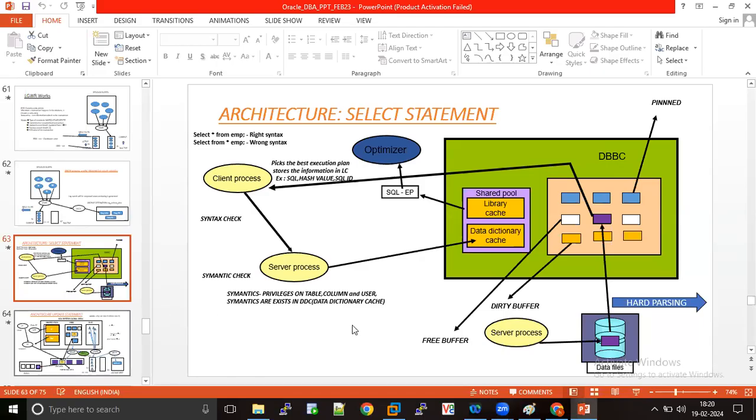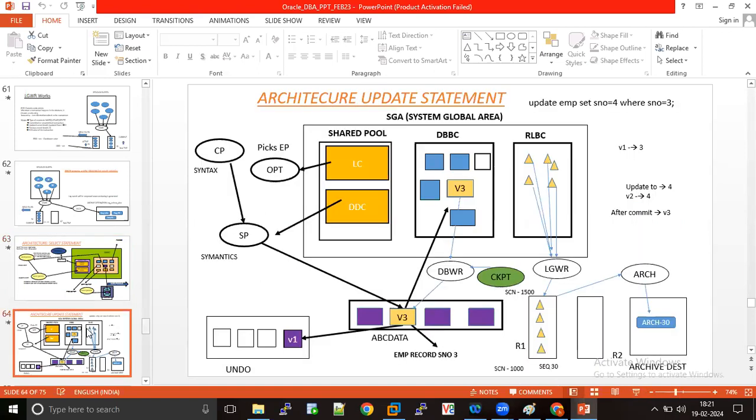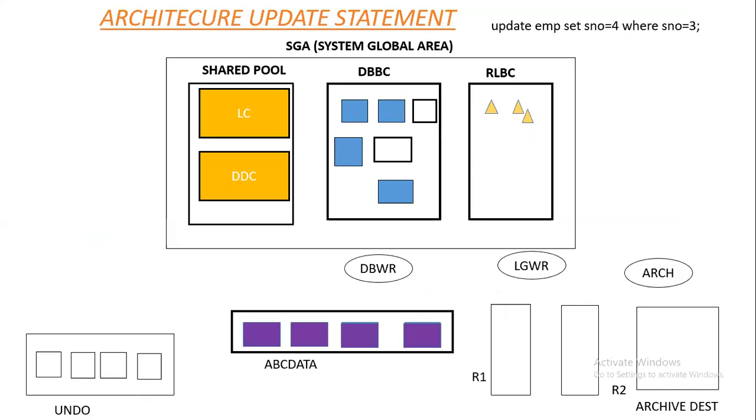Yes, today we are jumping to the update statement. In the update statement, you can see all the pools: library cache, data dictionary cache, database buffer cache, redo log buffer cache. We can also see log writer, ARC, DB writer, and additionally the undo tablespace.